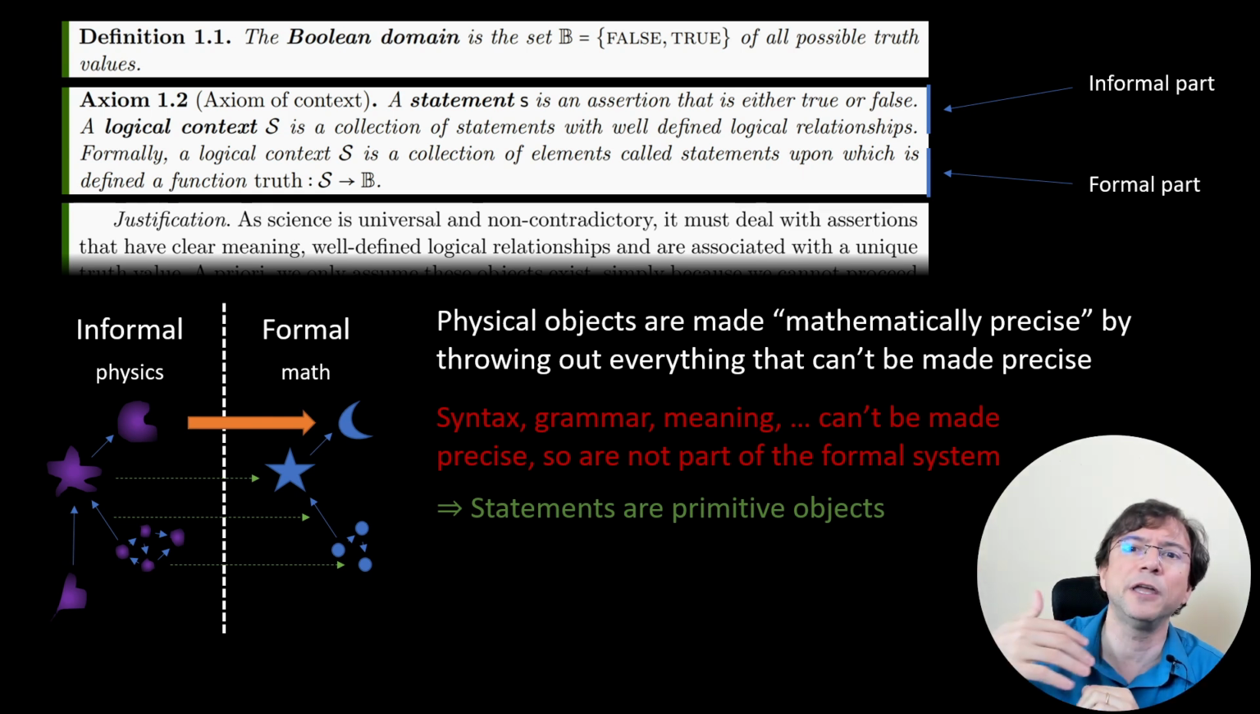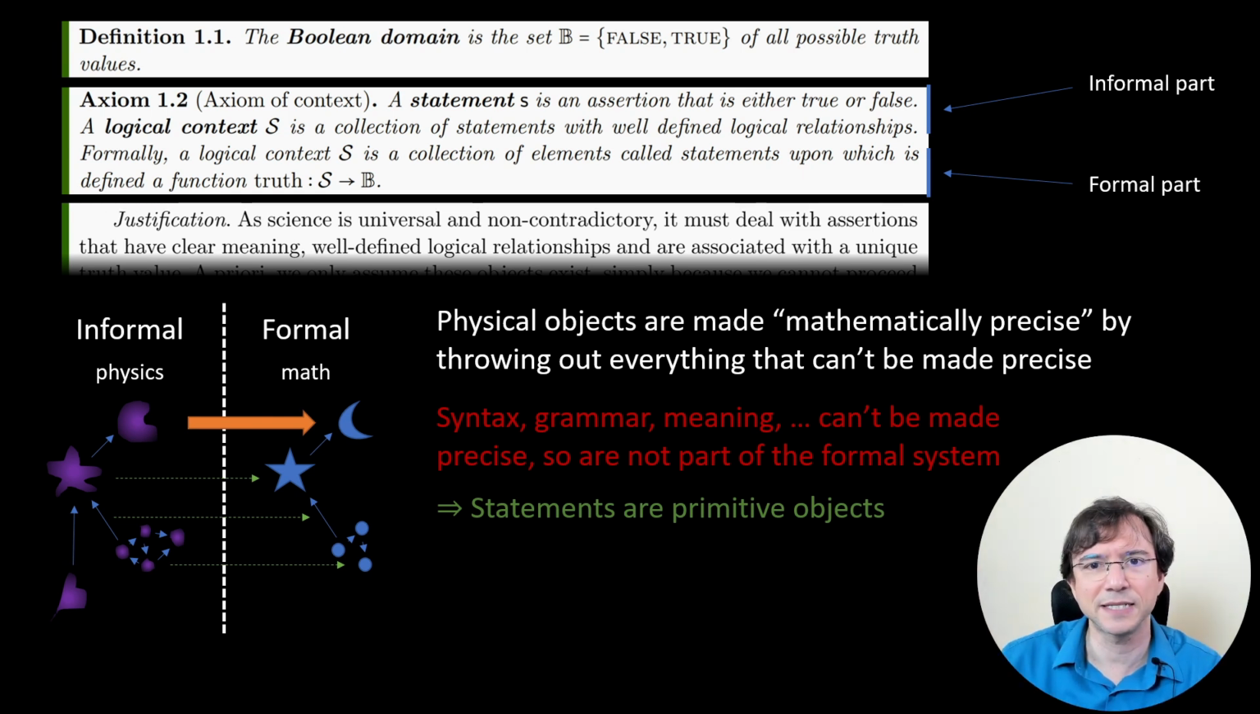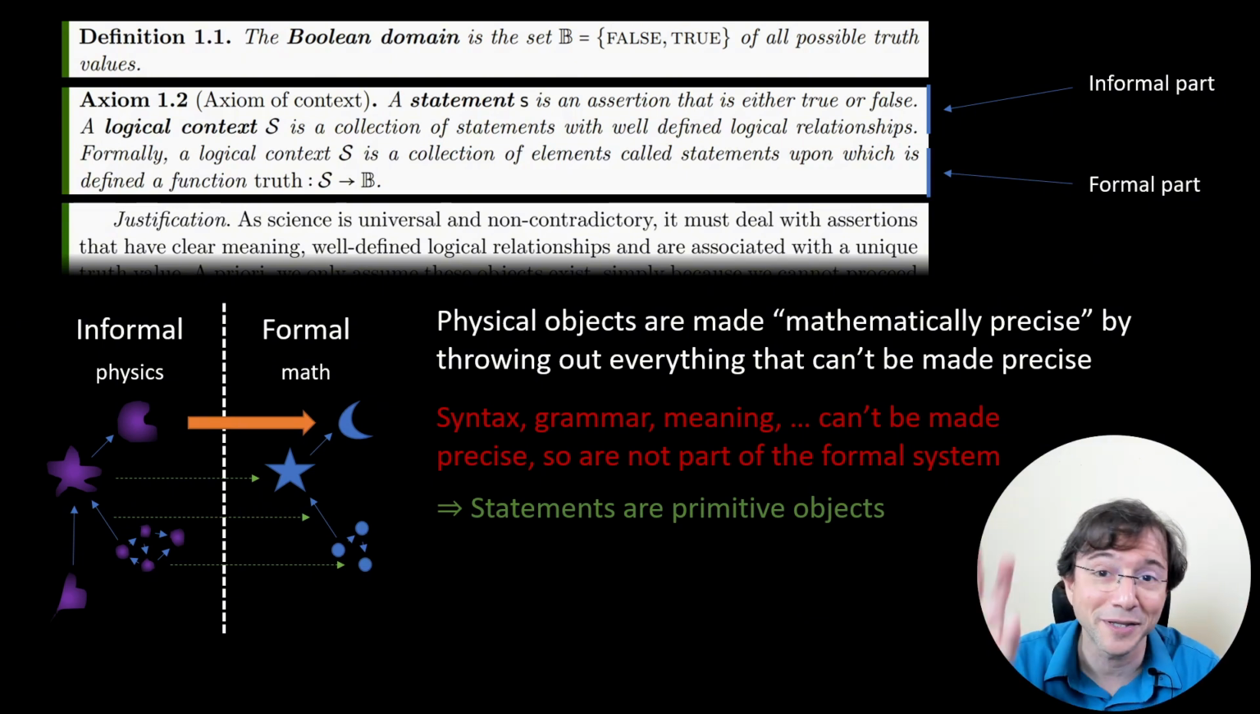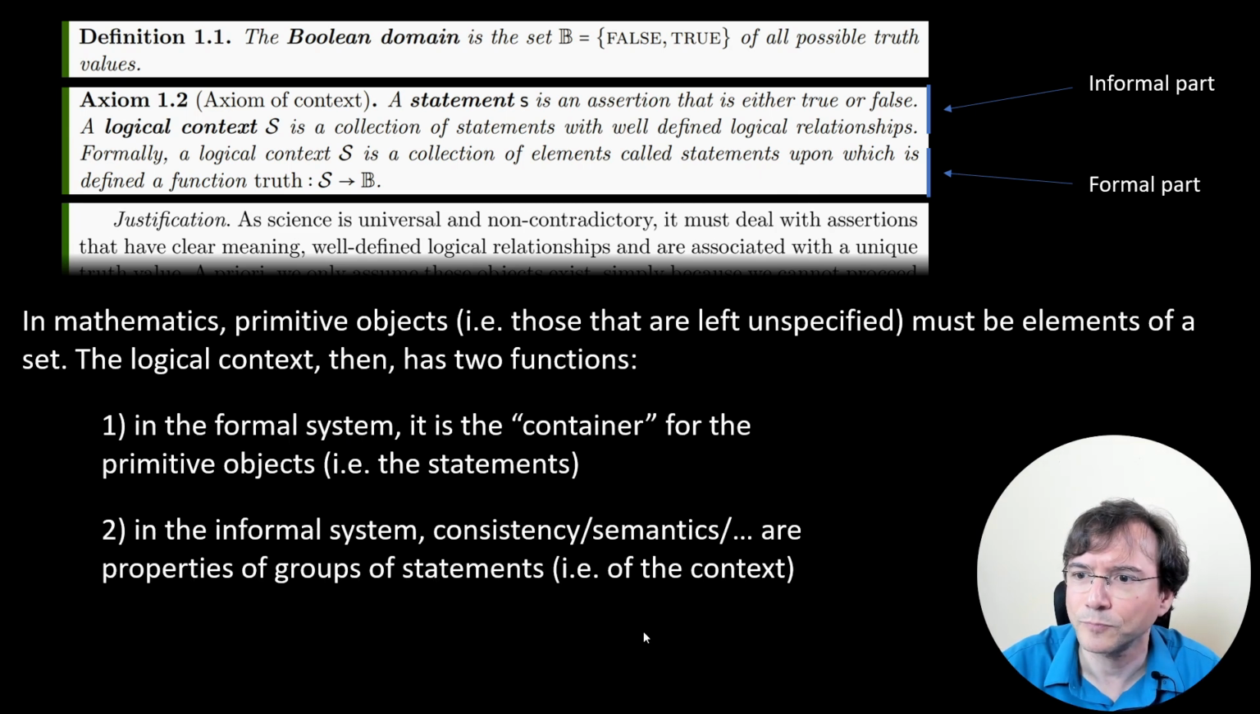And from the informal system, we say that these things exist and they have a well-defined true and false value, and the formal system accepts that as the starting point and as an axiom. And so the statements in this system are the primitive objects, and no statement is more primitive than the other. You just have a bag of statements. What these statements mean formally, the formal system does not know.